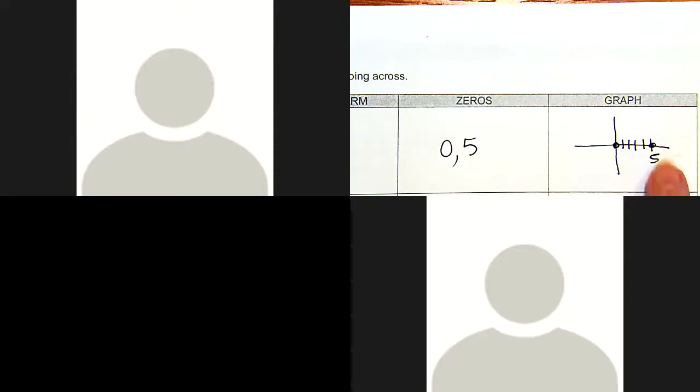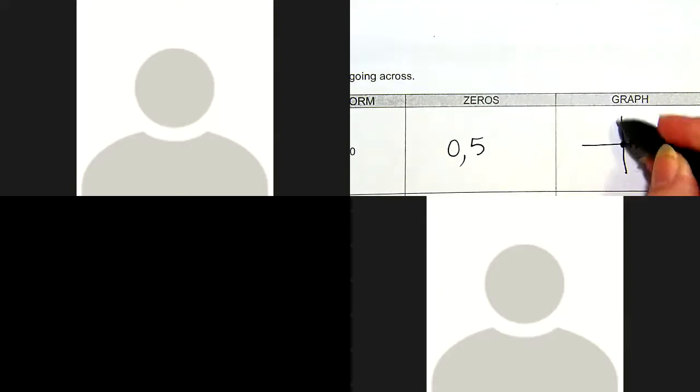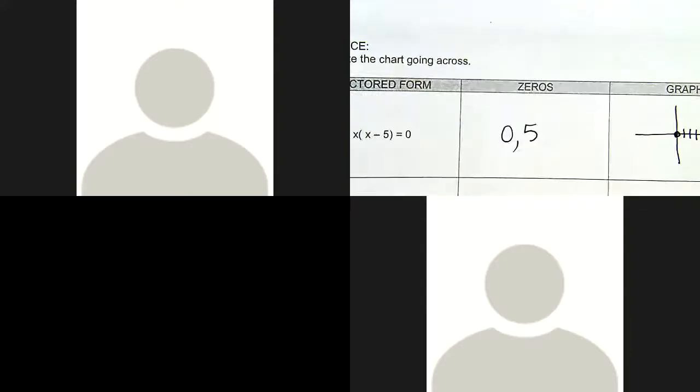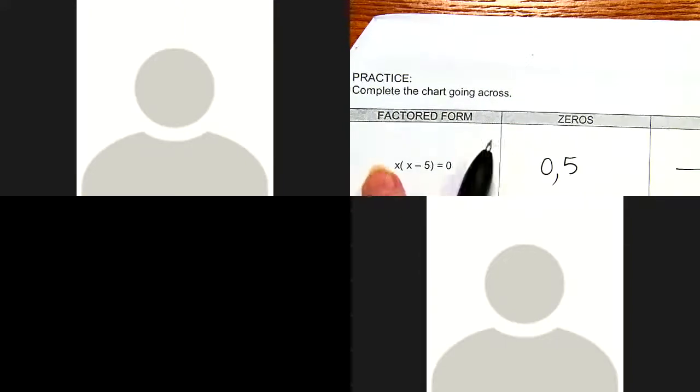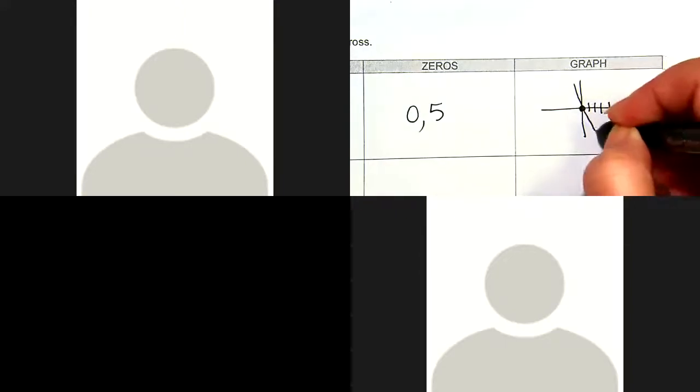But don't just put something like this without telling me. Now the question is, does this one open up or open down? Open up. Yeah, I'm going to look back over here, and this one opens up. Up.